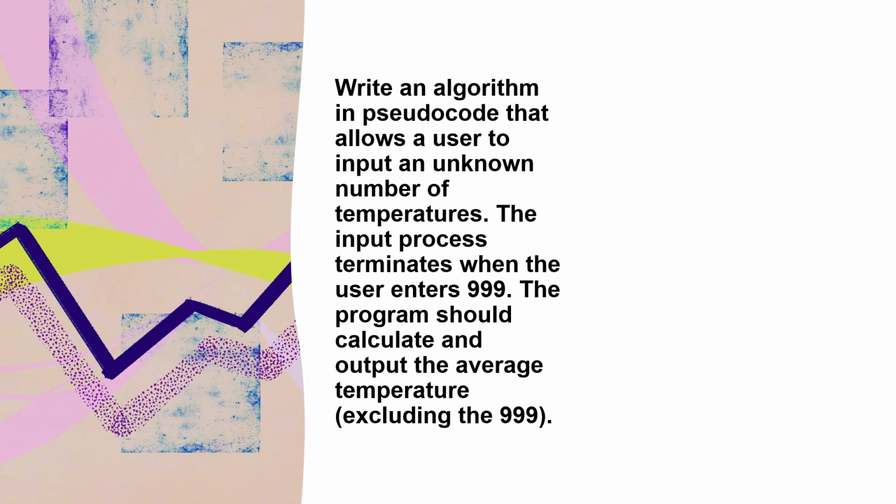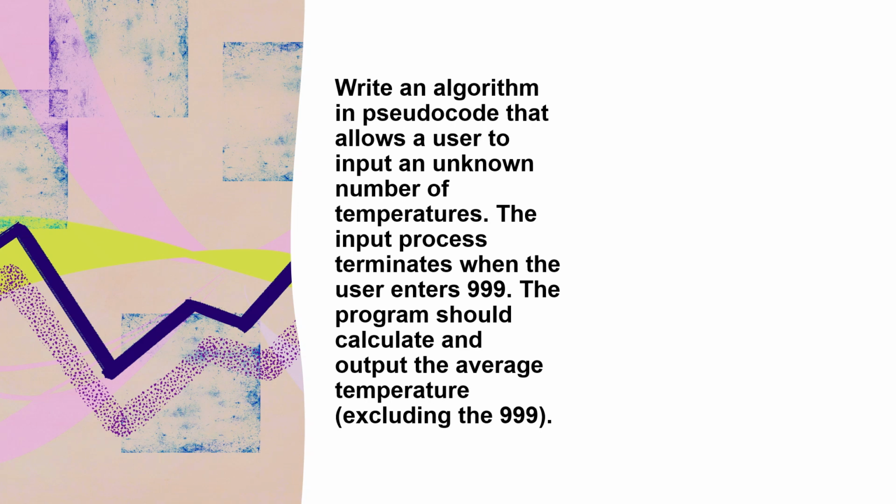Let's consider another example for the use of the while loop. This is an example from the past paper. Write an algorithm in pseudocode that allows a user to input an unknown number of temperatures. The input process terminates when the user enters 999, so this can be used as a condition. The program should calculate and output the average temperature excluding the 999.